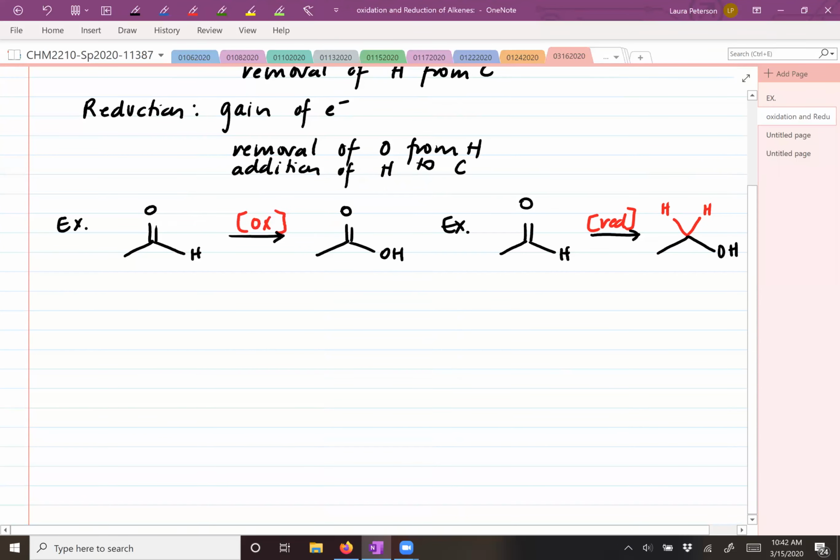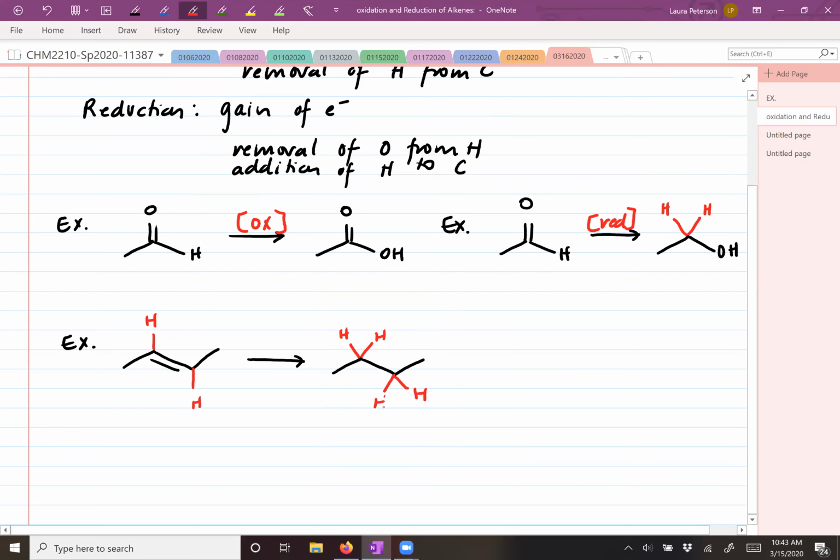That's related to aldehydes, but we're in the chapter of thinking about alkenes. So let's think about what might be an oxidation or a reduction of an alkene. The one example for alkenes I want to look at is the conversion of an alkene to an alkane. Think about what we're adding across the carbon-carbon double bond as we go from alkene to alkane. Pay close attention to the hydrogen count at those carbons.